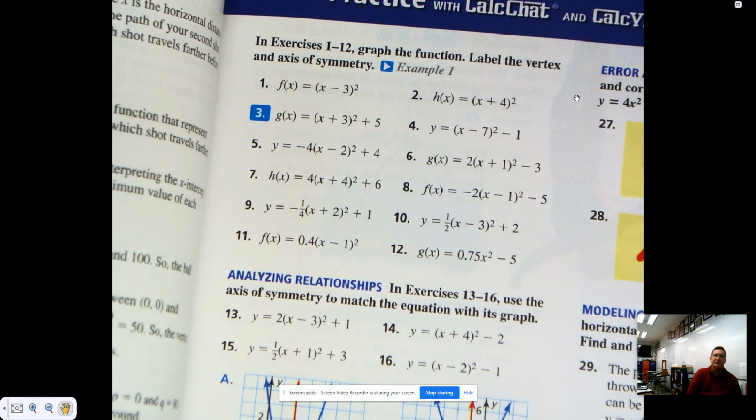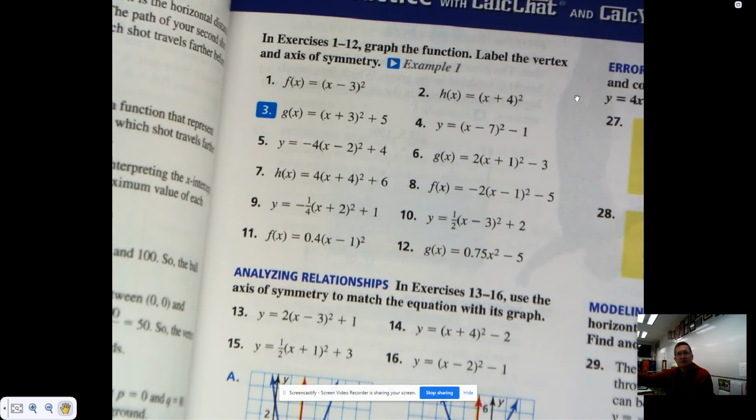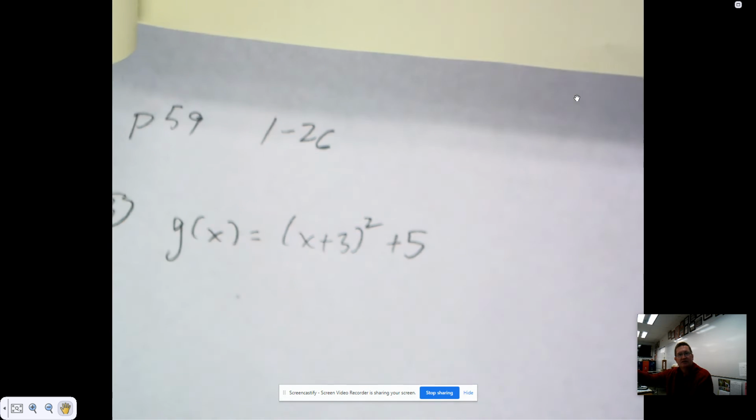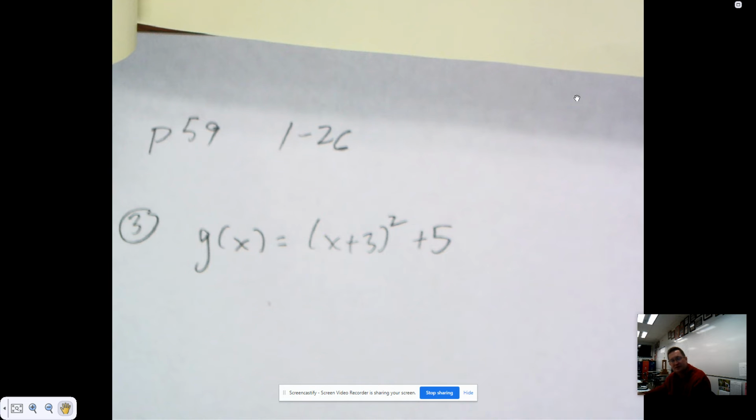As you can see, the first examples ask you to graph the function and then label the vertex and axis of symmetry. Let's pick one and go from there. We'll pick maybe number 3: g of x equals the quantity x plus 3 squared plus 5. We're supposed to label the vertex and the axis of symmetry. Here's the problem we were discussing.